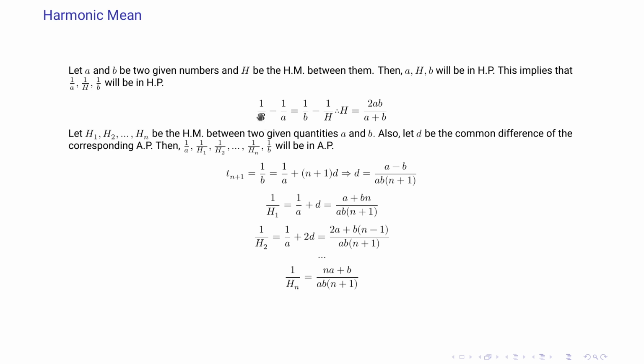Oh, this is also another mistake. This should be capital H. 1 by capital H minus 1 by a is equal to 1 by b minus 1 by capital H. So from here, capital H would be 2ab by (a plus b).